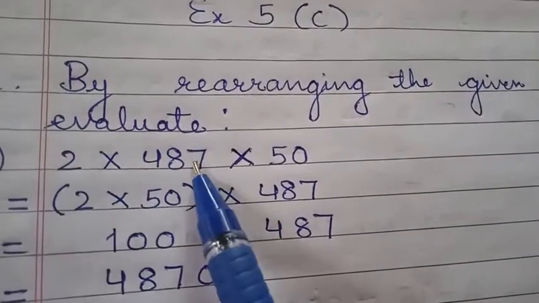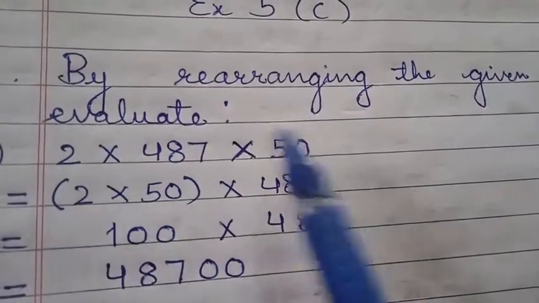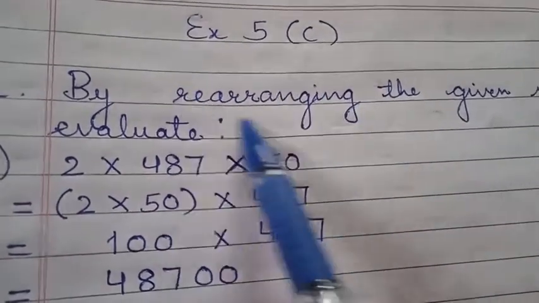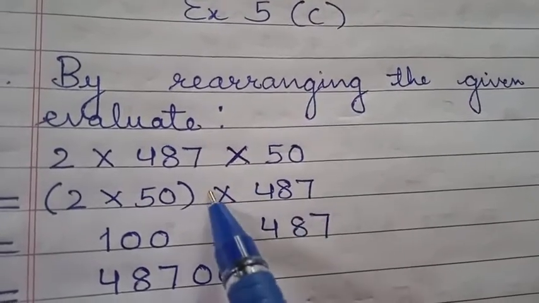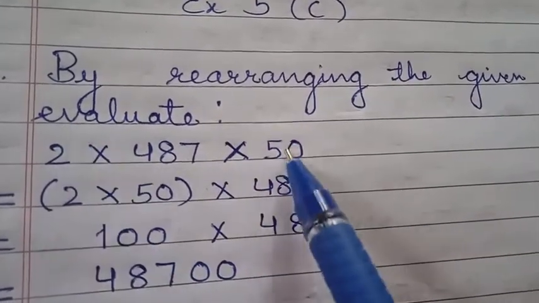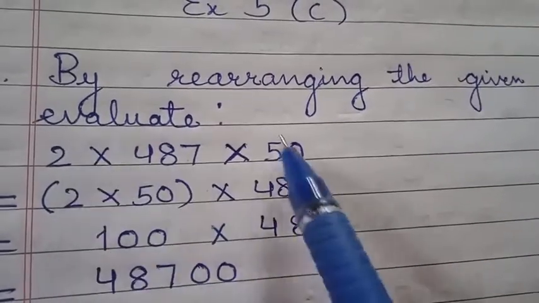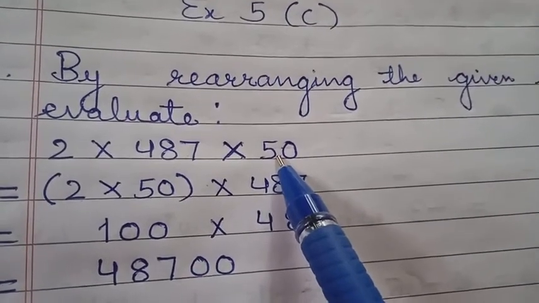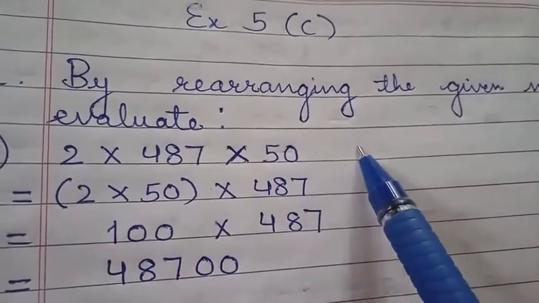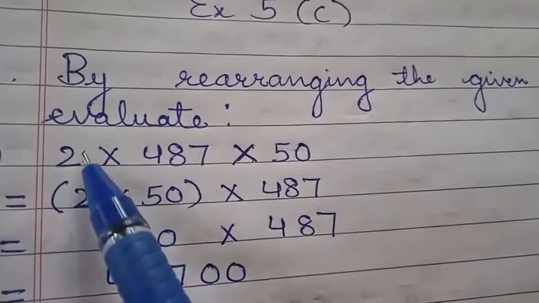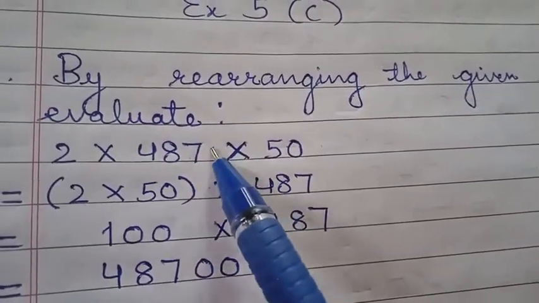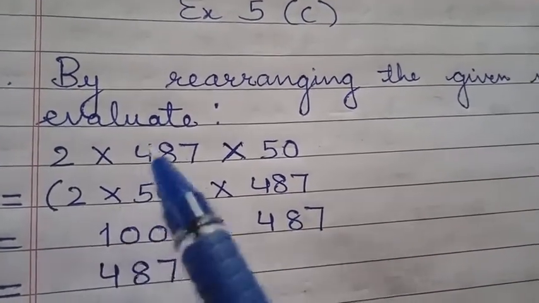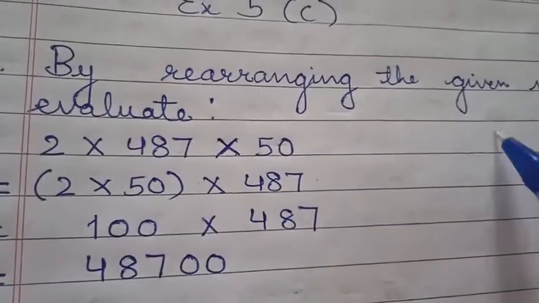So 2 multiplied by 487 multiplied by 50. I have taken 2 and 50 in one group and 487 separately. What we have done is rearranged it. Why rearrange? To make our work easier and convenient. So 2 multiplied by 50 gives me 100. If you multiply any two numbers that give you 10, 100, 1000, 10,000, maybe lakh also, then just multiply the rest of the numbers with this power of 10. You will get the answer directly, with no need to multiply in rough.